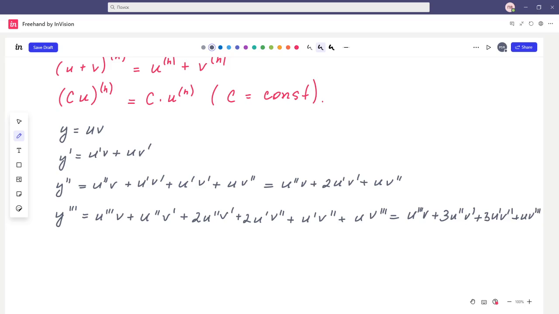Then the fourth derivative. Same way, we have the fourth derivative of u times v plus 4 u triple prime times v prime plus 6 u double prime v double prime plus 4 u prime v triple prime plus u times the fourth derivative of v.